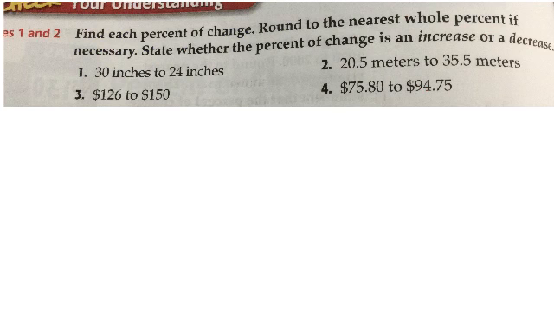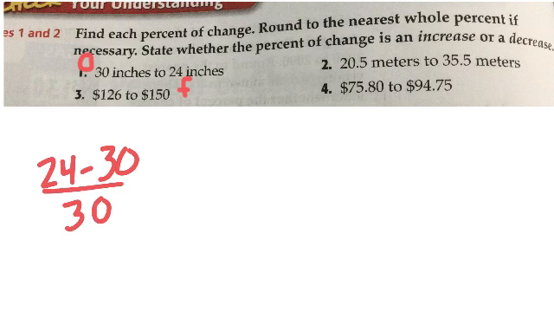Which one's original? 30. Yep. And what did you divide? I divided 30 and 24, and I got 1.5. What's the formula? Final minus original. Oh, that's what I got wrong. Divided by original. And I got 1.25.